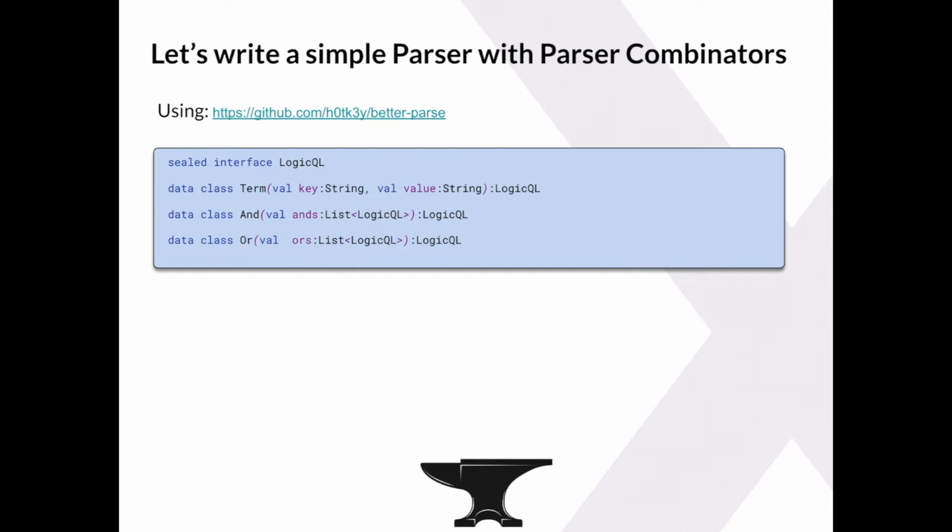Anybody knows what sealed means? Sealed is, yes? Interface. Exactly. So if you would do a when expression check, the compiler can check whether this check is exhaustive or not. Whether it is exhaustive, because it knows that no other subclasses are available. It's really only what is there.